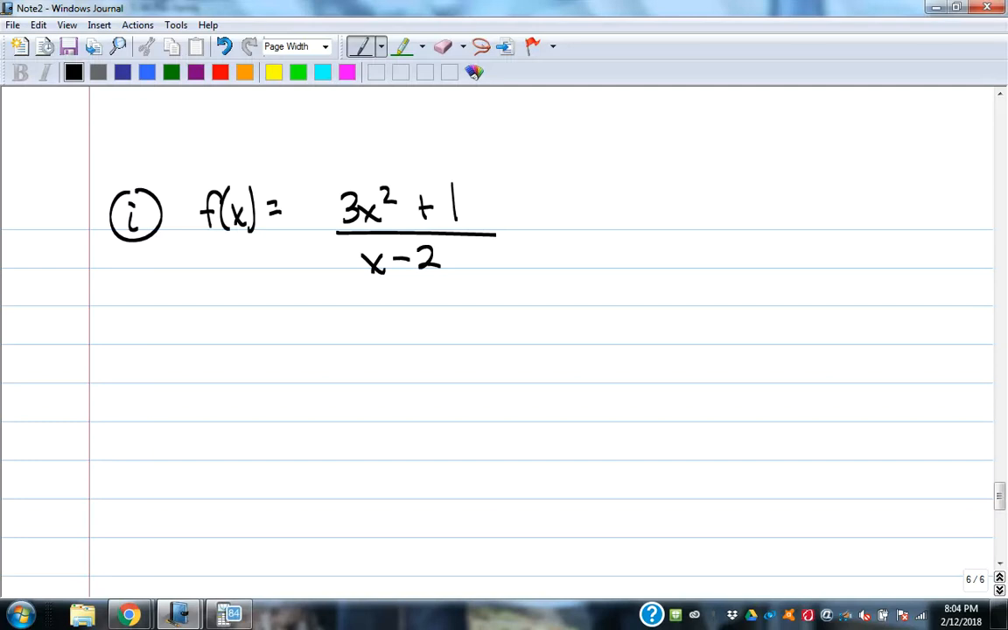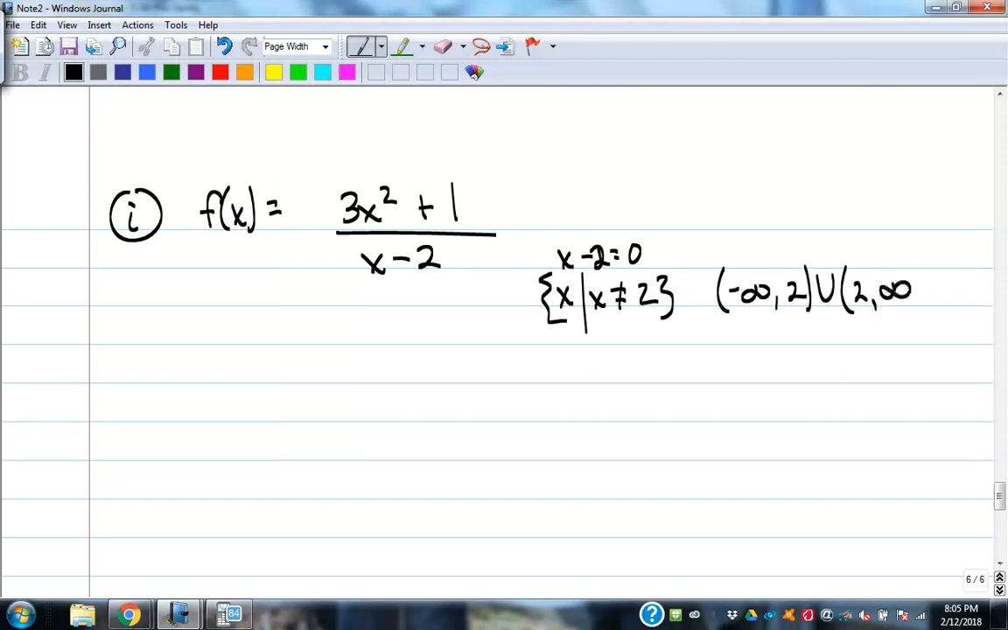What do we start with? Domain. Always going to start with that. Okay. This one's pretty easy because all you do is set x minus 2 equal to 0. X can't be 2. I'm just going to build it around that. And negative infinity, 2 union 2 to infinity. There's our domain.